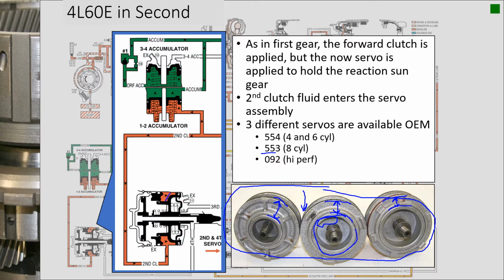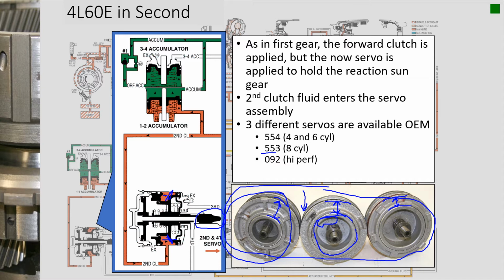But the surface area you can see drawn on this schematic here on the left. And so when fluid pressure comes in there, it's going to exert its force and apply that servo and apply the band. Some people will take out whatever servo they've got and make sure they've got the high performance one. The aftermarket makes even more aggressive servos.